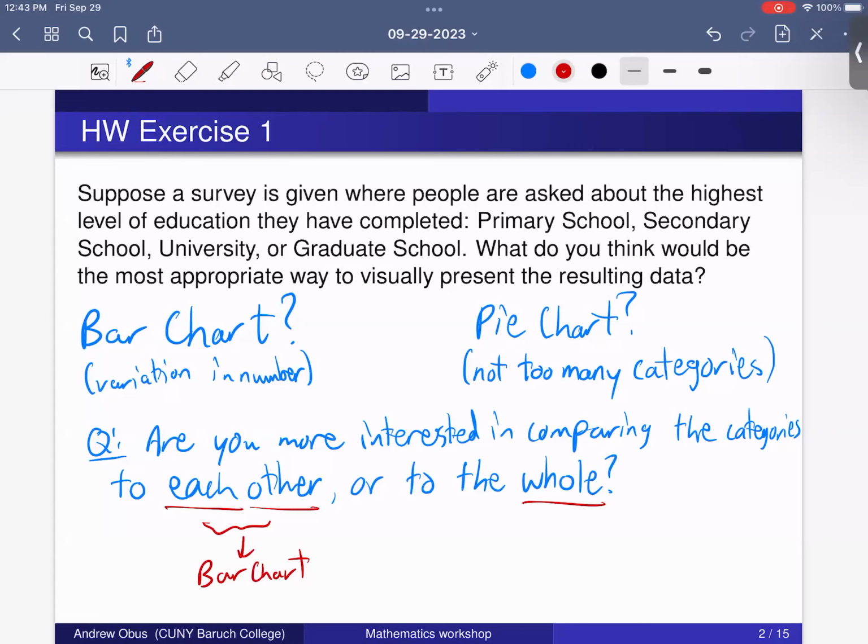Then that's sometimes easier to see in a pie chart. So if you're more interested in comparing it to the whole, then you can use a pie chart. But in this case, there's not really one right answer. Either a bar chart or a pie chart is a reasonable way to present the resulting data, and they both have their own strengths depending on what you want.